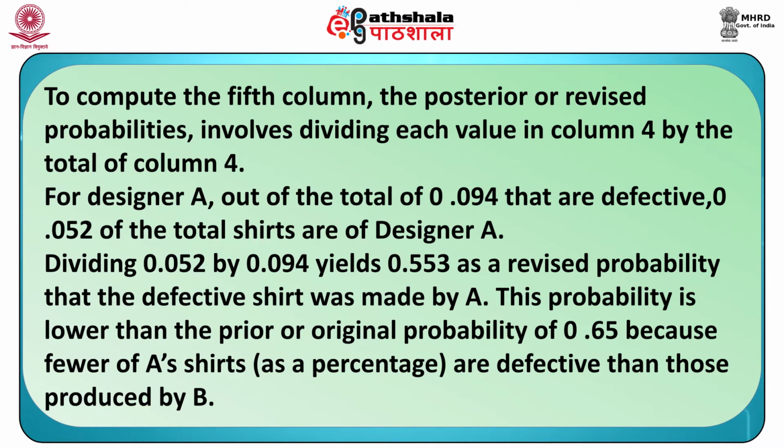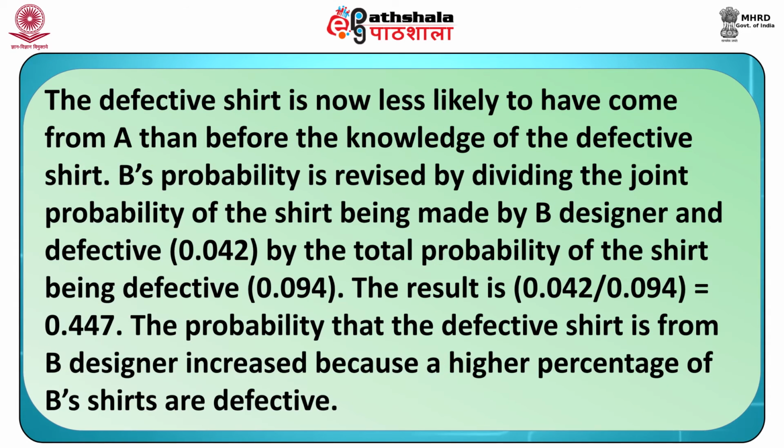For designer A, out of the total of 0.094 that are defective, 0.052 of the total shirts are from designer A. Dividing 0.052 by 0.094 yields 0.553 as a revised probability that the defective shirt was made by A. This probability is lower than the prior or the original probability of 0.65 because fewer of A's shirts as a percentage are defective than those produced by B. The defective shirt is now less likely to have come from A than before the knowledge of the defective shirt.